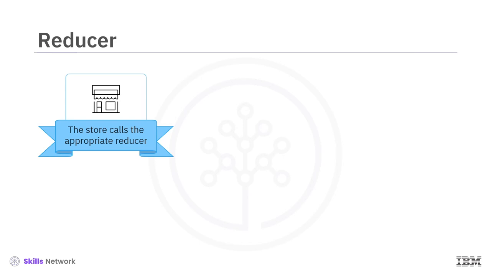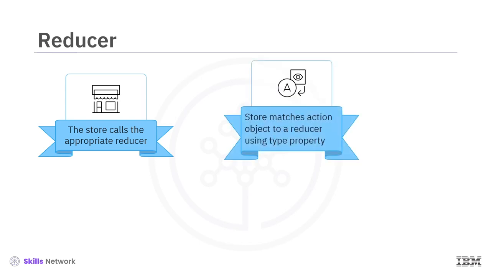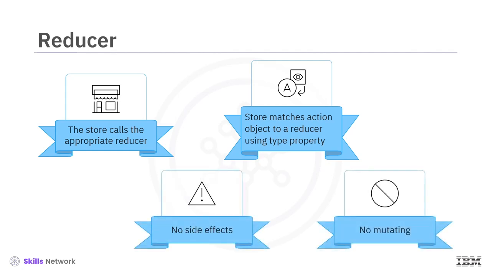When the store receives the action, it calls the appropriate reducer and passes both the action object and the state object to the reducer function to calculate the new state. Note that the reducer is a pure function, meaning it always returns the same output when given the same inputs. It has no side effects or mutating functions.